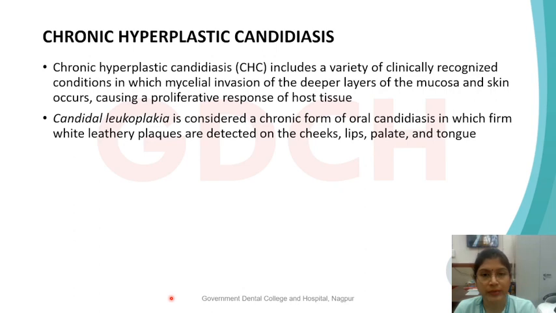Next is chronic hyperplastic candidiasis. This is the only type of candidiasis which has white areas which are non-scrapable. If you remember the thrush or the pseudomembranous type, those had whitish areas or curd-like areas which were scrapable. But this type, chronic hyperplastic candidiasis, will have a white surface or hyperplastic tissue which is non-scrapable.